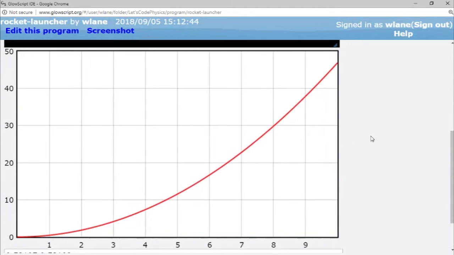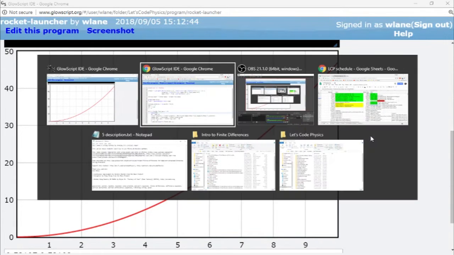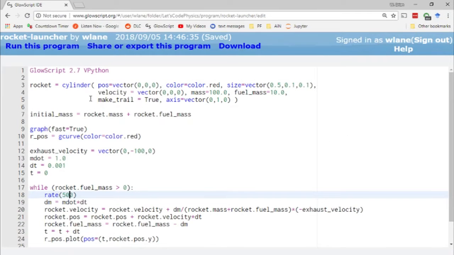Let me walk you through where this code comes from and how we know it's working correctly. So we've set up a rocket here as a cylinder. We're starting it at ground level, giving it a color red, because why would you color a rocket anything other than red? Giving it a size. The size doesn't really matter for the physics. Most importantly, we're giving it an initial velocity of 0.